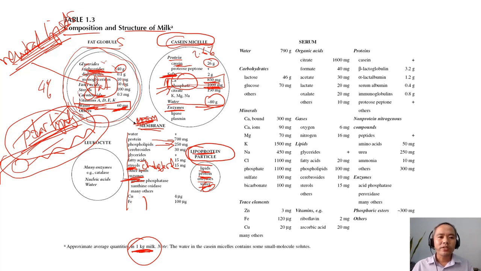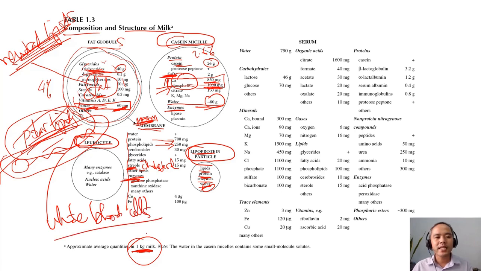There is another particle that we did not discuss, yes, leukocyte. What is leukocyte? Leukocyte is a white blood cell. This is a cell from the blood. But somehow this cell can enter the milk. We will discuss how it can enter the milk later. Okay. The leukocytes are cells in the blood, so they carry many enzymes, especially catalase. Because they are cells from the body, they also have nucleic acids, of course, and water. Leukocytes, or white blood cells, are actually antibodies.